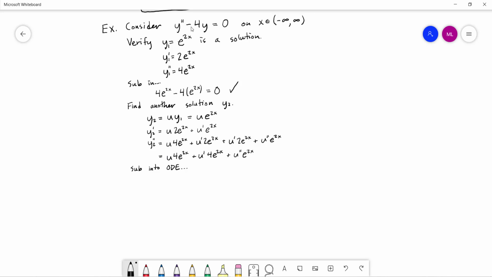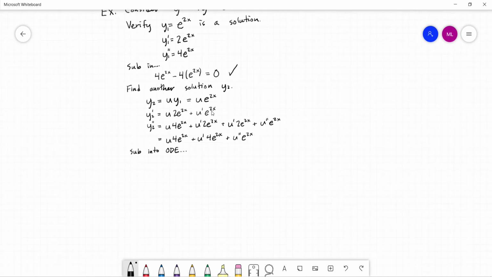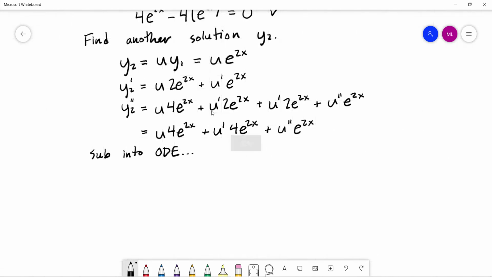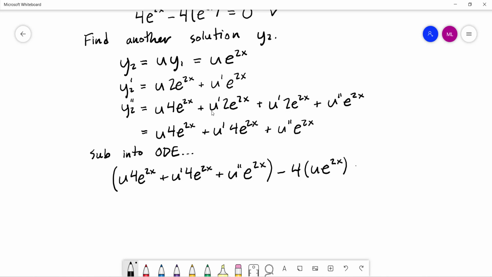So it's y double prime minus 4 of the original y. So I need y double prime, which is this, minus 4 of the original one here. So for us, we're going to get u times 4e to the 2x plus u prime times 4e to the 2x plus u double prime times e to the 2x, minus 4. Right, so this is just the y double prime term, minus 4 of the original y, which is u e to the 2x. That's supposed to be equal to 0.